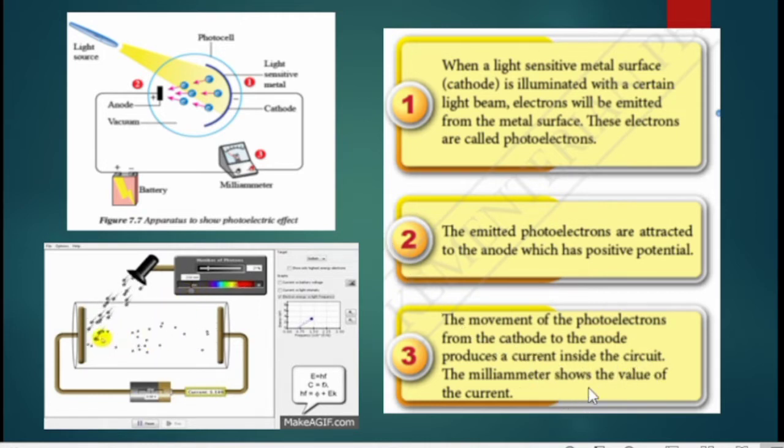This circuit shows how intensity affects the value of current flow in the circuit. The highest intensity of light will cause more photoelectrons to be emitted and attracted to the anode. Thus, high current flows in the circuit. Low intensity will cause a small amount of photoelectrons emitted and smaller current flow in the circuit.